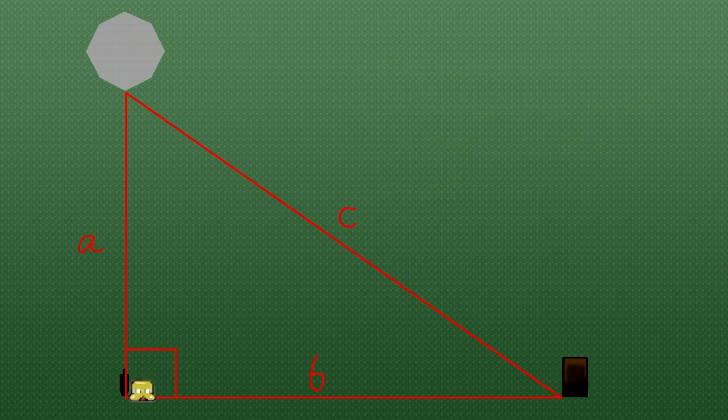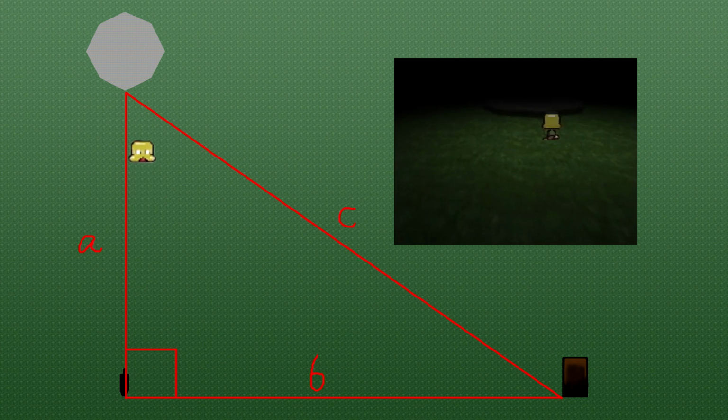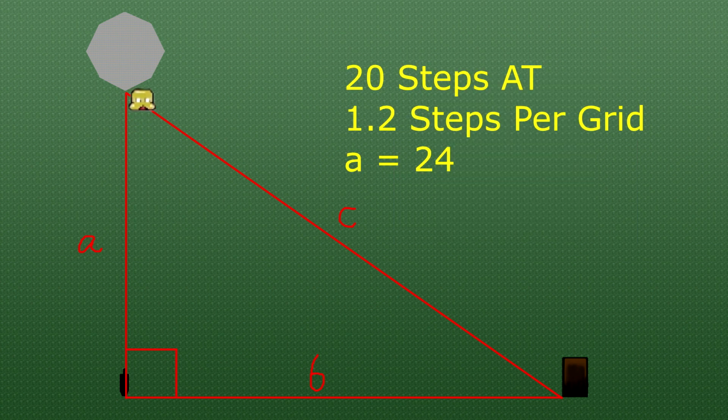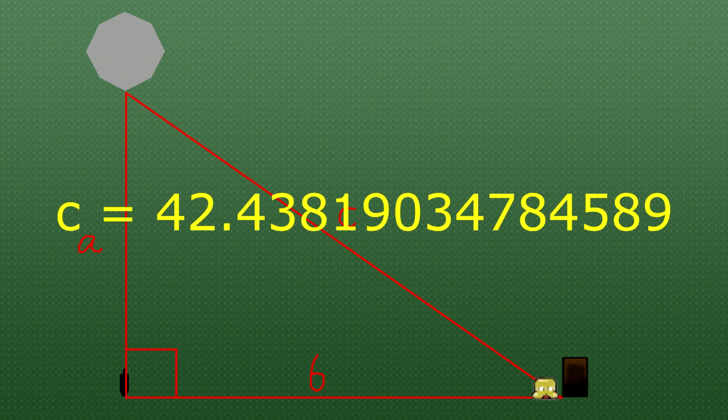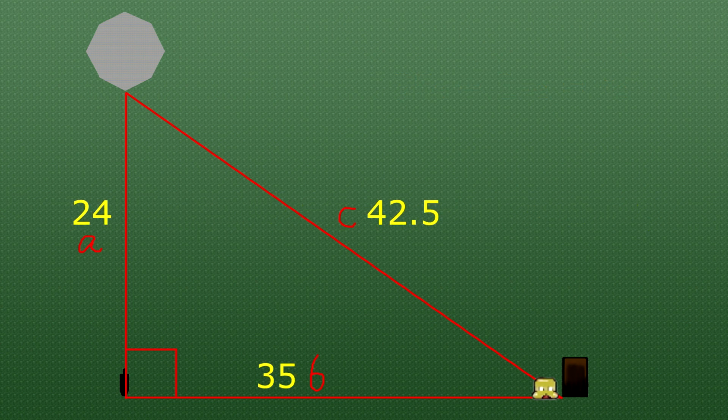From the camera, Paul takes 20 steps to reach the windmill. 20 times 1.2 is 24, so that's 24 grids traversed. Now we have our A and B. To get the hypotenuse, we use Pythagoras' theorem, which is a squared plus b squared equals c squared. This gives us our final grid measurement, which is from the bottom left of the stairs to the bottom center of the windmill, which is this. Rounded, it's 42.5 grids.